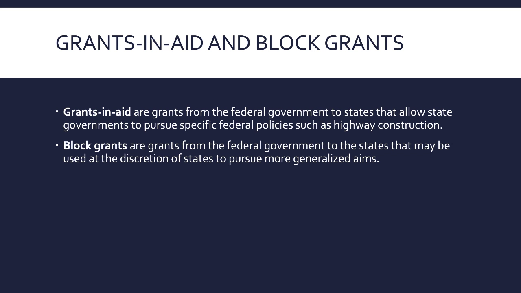Now, when it comes to grants and aid and block grants, these are grants that are given by the federal government to local governments and also to specific federal initiatives. So grants and aid are grants from the federal government to states that allow state governments to pursue specific federal policies such as highway construction. In contrast, block grants are grants from the federal government to the states that may be used at the discretion of states to pursue more generalized aims.